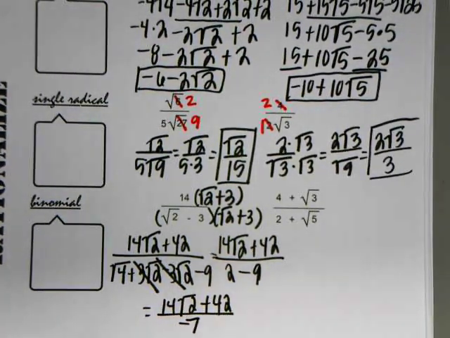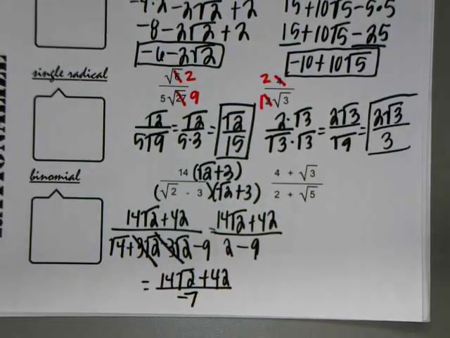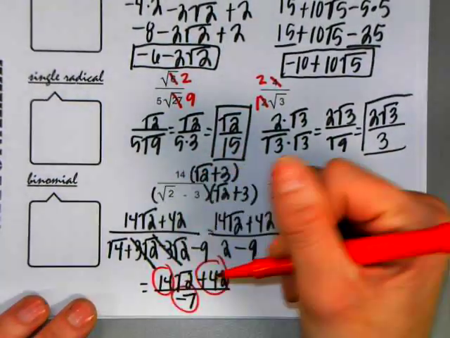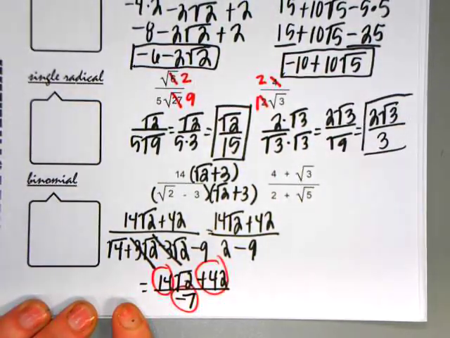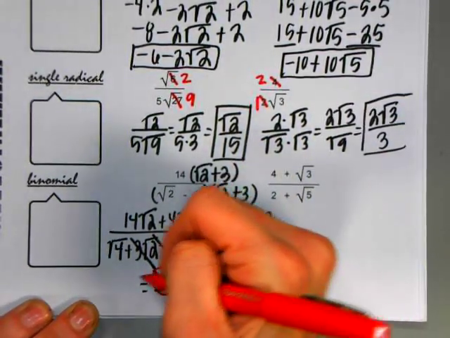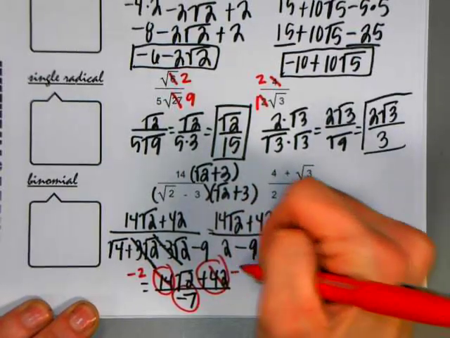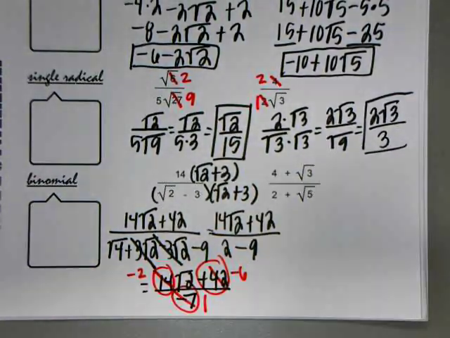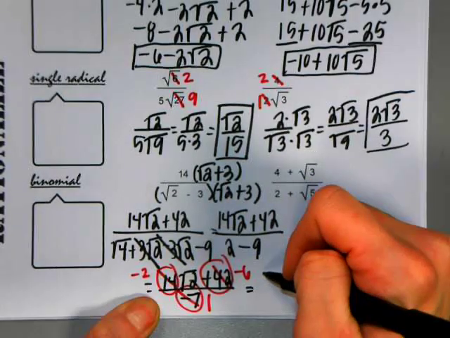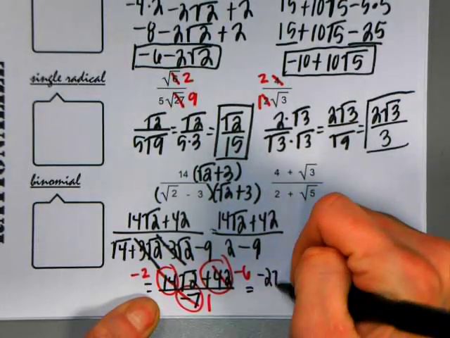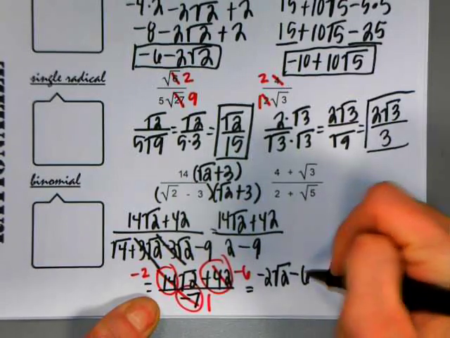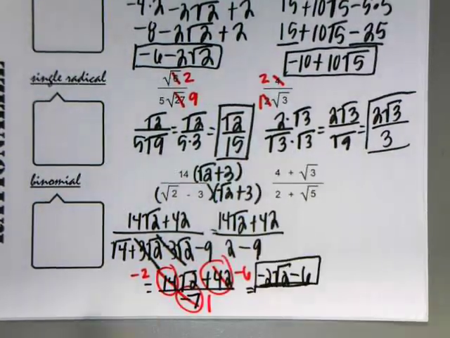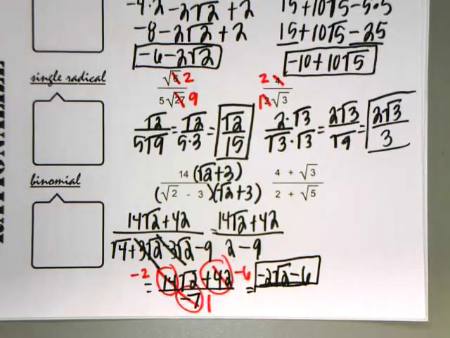And then check to see if all 3 outside pieces will reduce with each other, and they will. 14, 42, and negative 7. So we're going to divide all those by a negative 7. So that'll be negative 2, that'll be negative 6, that'll be 1. So that way we don't have to worry about anything being left on the bottom. So you'll have negative 2 radical 2 minus 6, and that's it. Because it's over a positive 1. So negative 2 radical 2 minus 6.